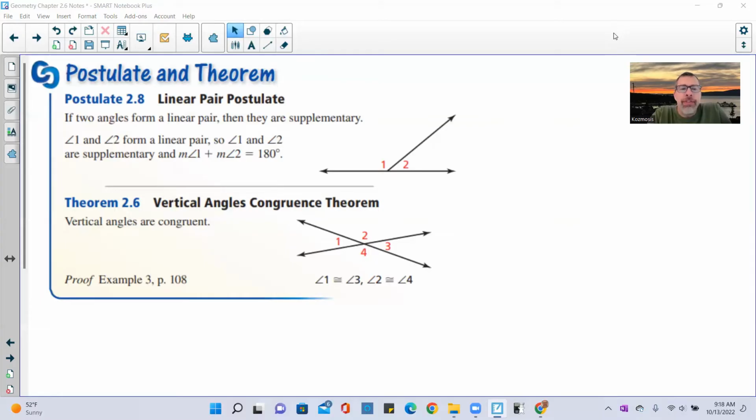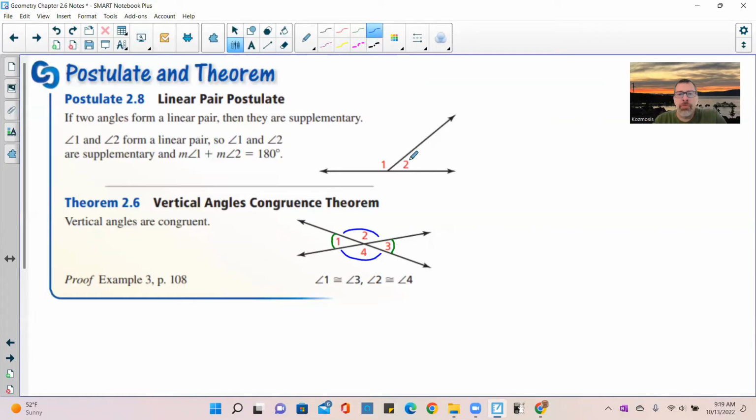Theorem 2.6 is the vertical angles congruence theorem. And this simply states that vertical angles are congruent. So this is a diagram that is very common. And what they're saying is, if you have two lines that intersect, these two angles are congruent. And these two angles are congruent.